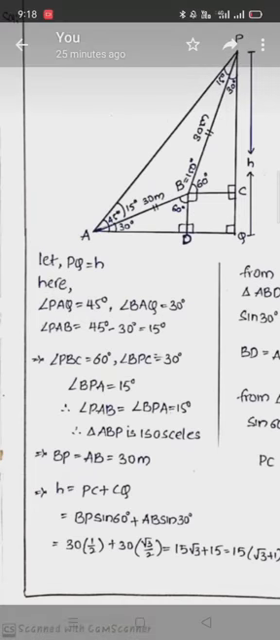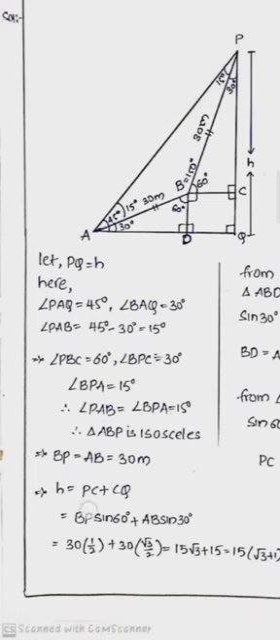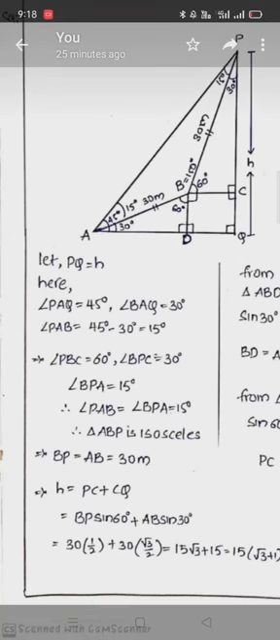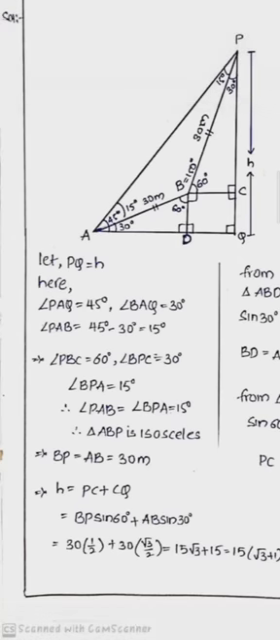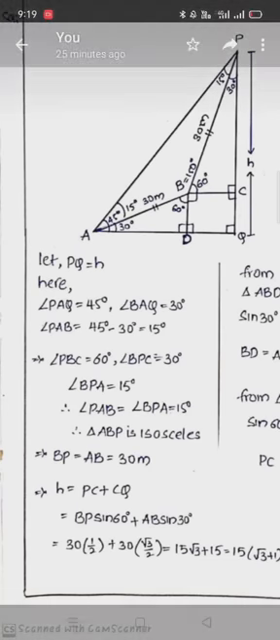H is equal to PC bar plus CQ bar. The PC bar value is BP bar into sine 60 degrees, plus CQ bar, whose value is AB bar into sine 30 degrees. As we know all these values, BP bar is equal to 30 meters and AB bar is also 30 meters. So in place of BP bar I am substituting 30 meters.